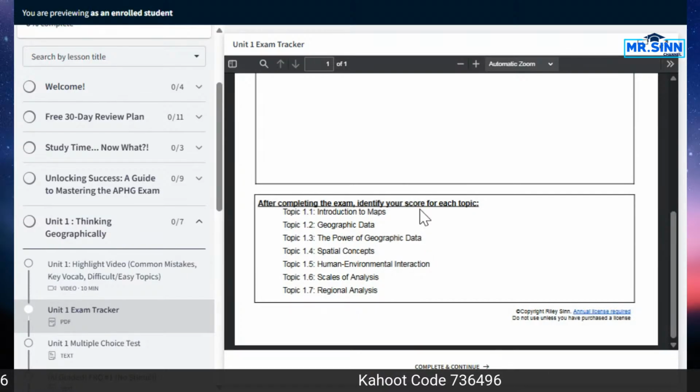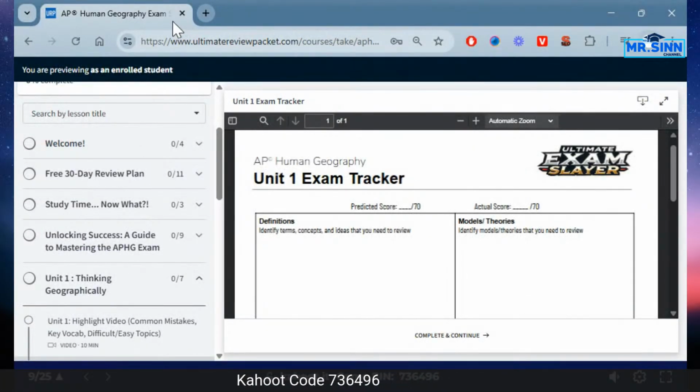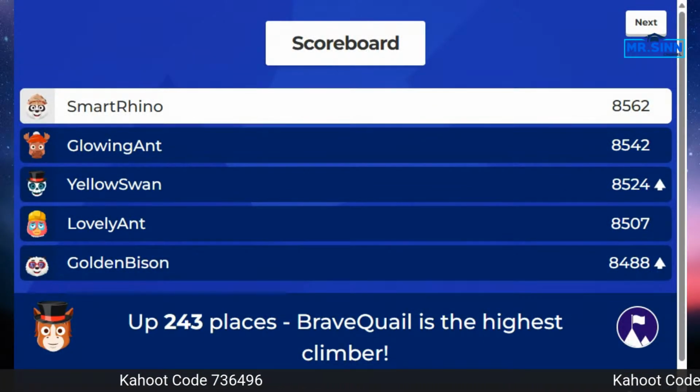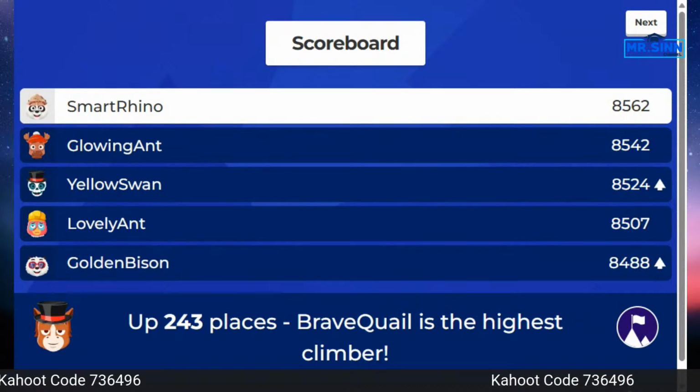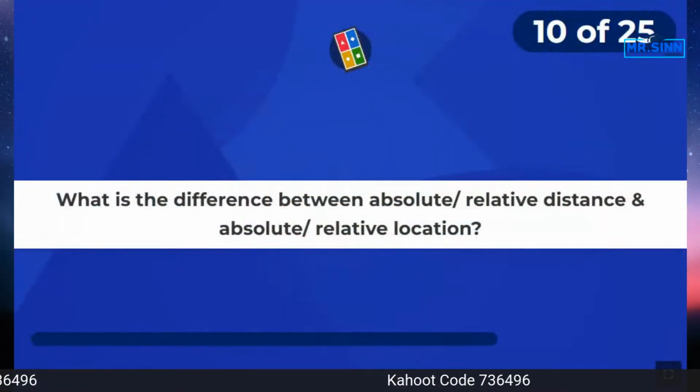So if you want this kind of exam tracker, this stuff is all in that exam slayer, if you're interested. You also don't need it. You could do it on your own by all means, with your class tests and stuff. Just go through and figure out where you're getting questions right or wrong. That'll allow you to better understand where to study instead of just studying every unit all at once.